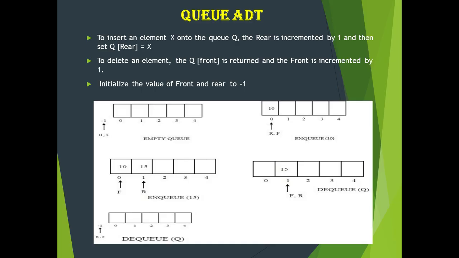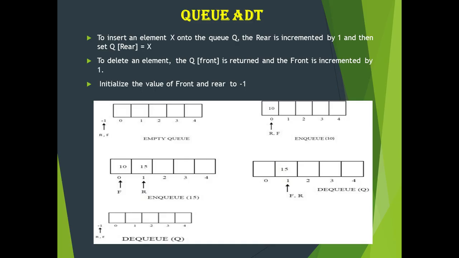So, consider an example with an empty array. In the case of an empty array, there is no element, so the rear value and front value are set to -1. When you insert one element, say 10, into the queue, the rear value and the front value get incremented by 1. As I told you, the front always points to the first inserted element and the rear points to the last inserted element. So now the rear and front both point to the value 10, at index 0.